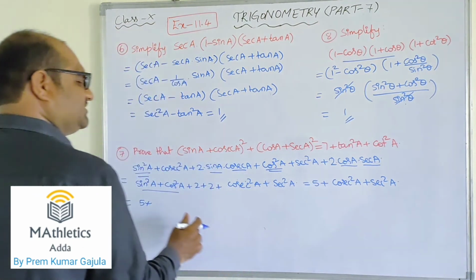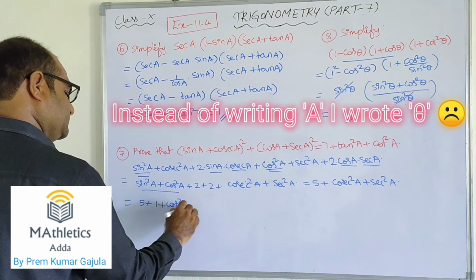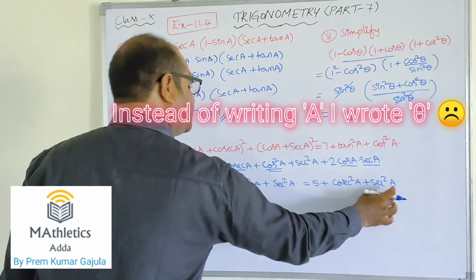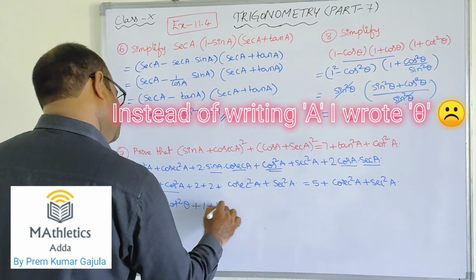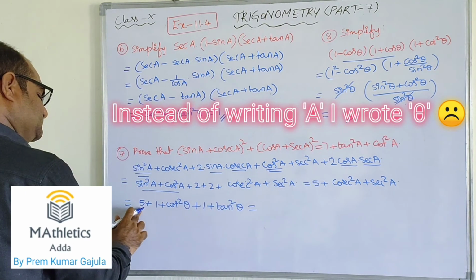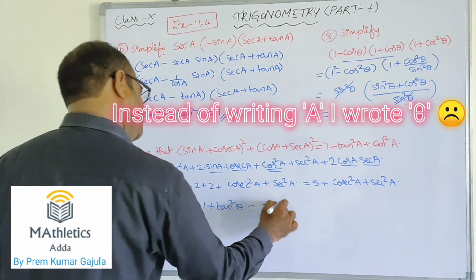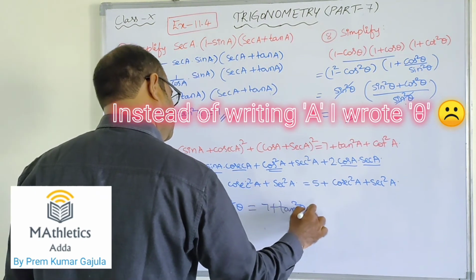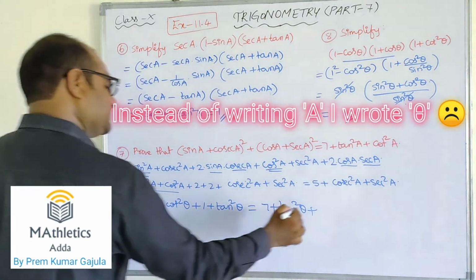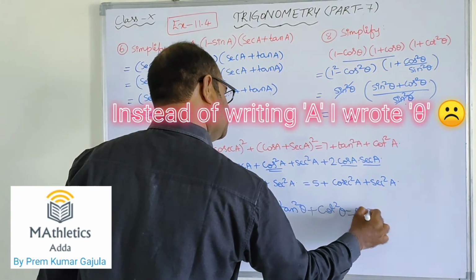Cosecant square theta is nothing but 1 plus cot square theta. We can write 1 plus cot square theta. Secant square theta we can write as 1 plus tan square theta. So now add all the numbers. 5 plus 1 plus 1 you will get 7, plus tan square theta plus cot square theta, which is equal to RHS.